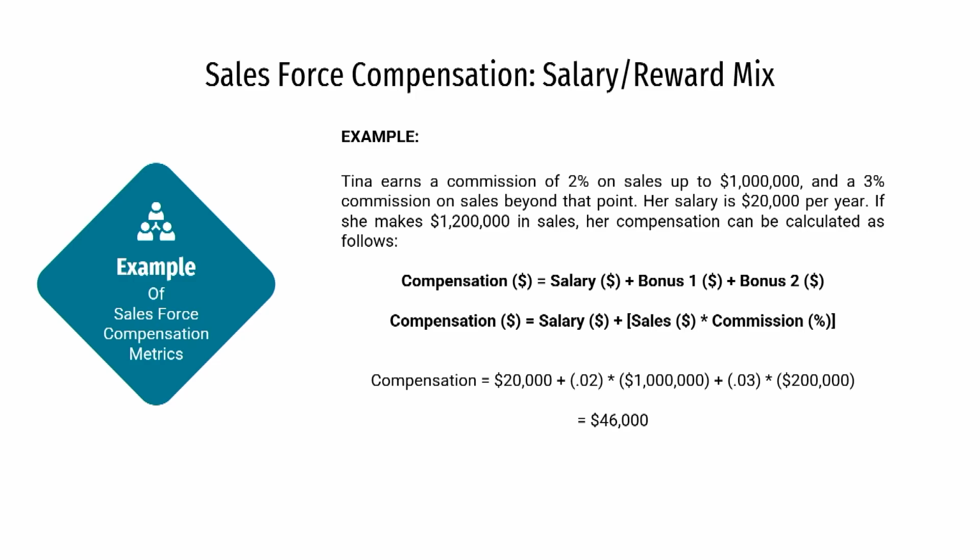So, what is the salary plus bonus 1 plus bonus 2? What is the salary here? $20,000. And what is bonus 1? Bonus 1 is 0.02 multiplied by 1 million. Bonus 2: because it is the additional amount beyond 1 million, that is 1.2 million, so it is 2 million multiplied by 0.03. So, her overall compensation for the year will be $46,000.